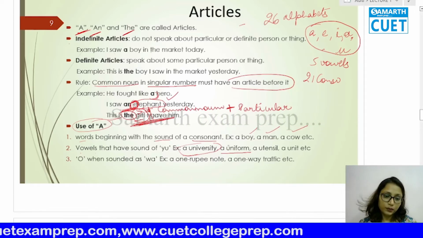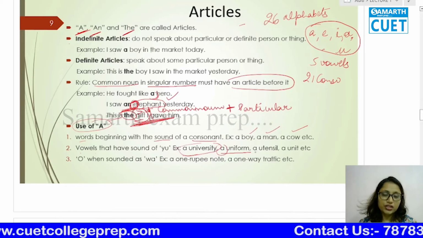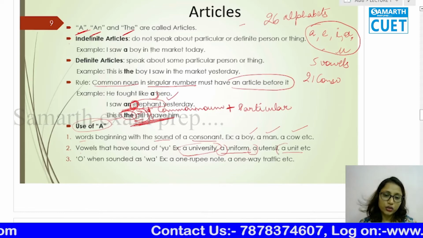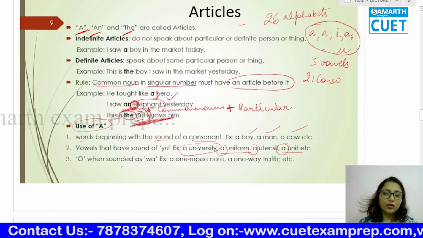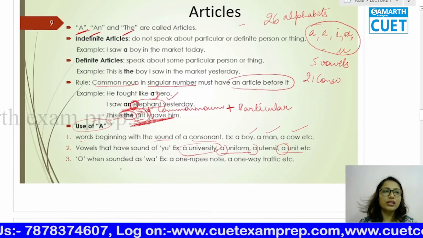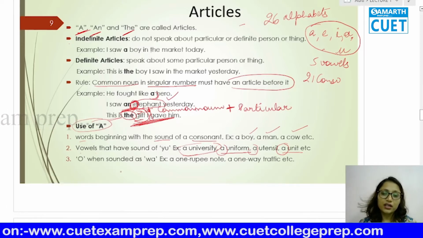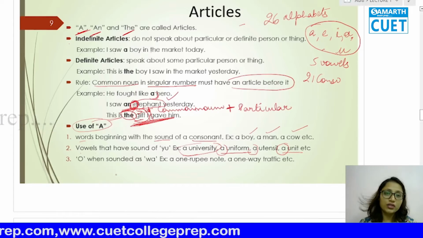So article a is used. Utensils, U, again a. Unit, U, a. So understood? You are not ever going to say an unit, give me an unit of this. No, a unit, a utensil, a uniform. I am going to buy a uniform. I am not going to buy an uniform.